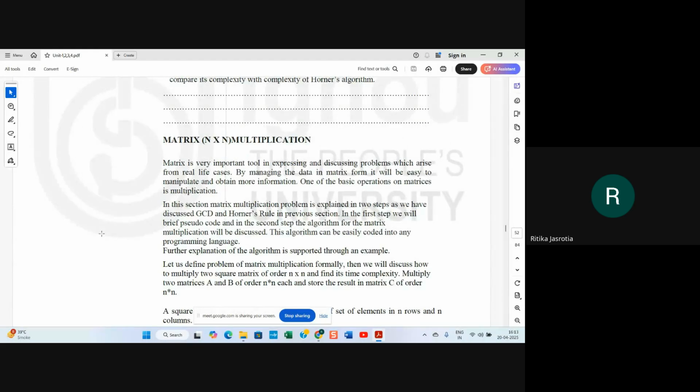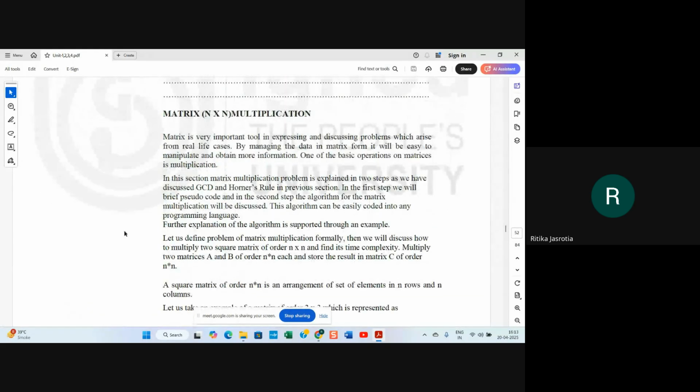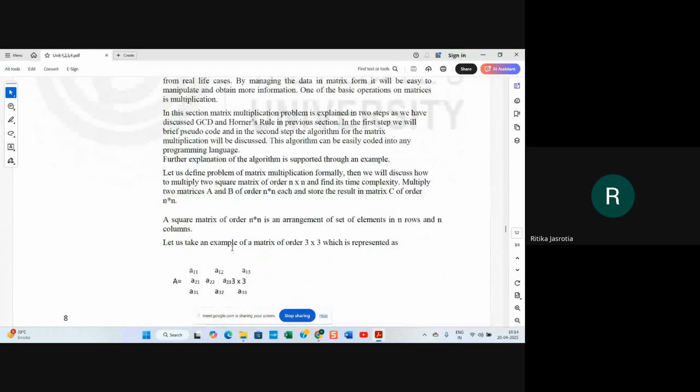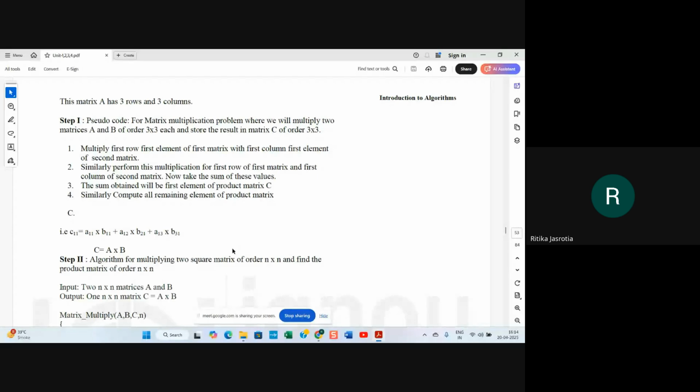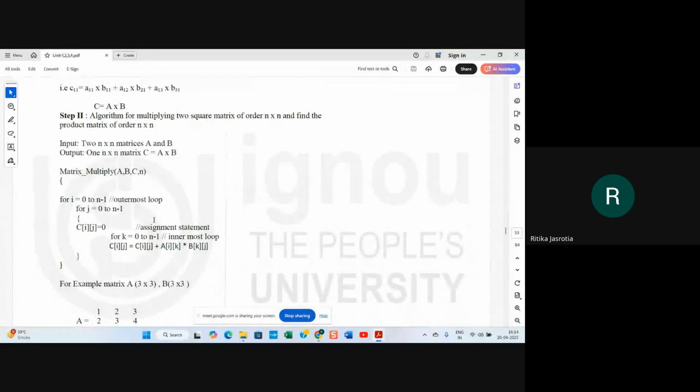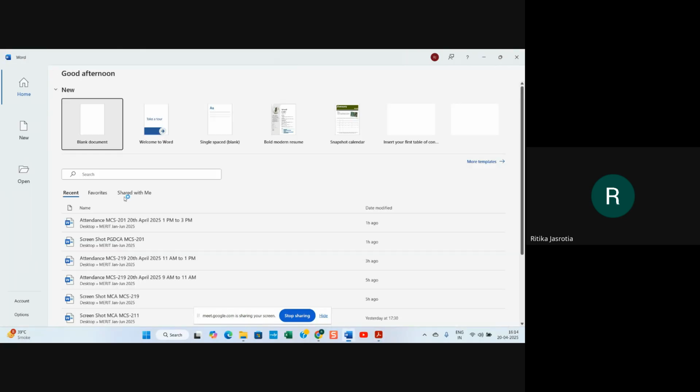We have matrix multiplication also. The matrix multiplication, so I think you know how to do matrix multiplication, right? Program for that. Everybody knows C, anybody knows C programming, C plus plus, any programs? Anybody knows how to do programming?